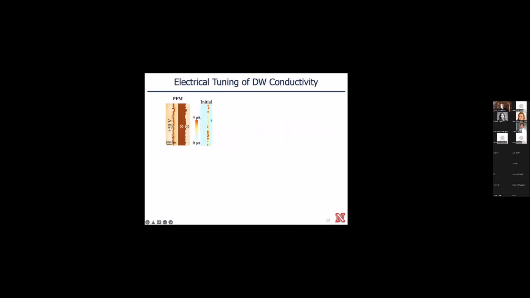However, the most significant feature that we observed for these head-to-head domain walls is that their conductivity could be continuously tuned by application of an external bias that we refer to as a set bias. So we investigated this effect in the following way. First, we produced a single domain wall by creating a domain pattern. Here you can see a PFM image showing anti-parallel domain walls with polarization either in or out of the plane. And here is the image of the domain boundary, and the corresponding conducting AFM image shows that it is indeed conducting.